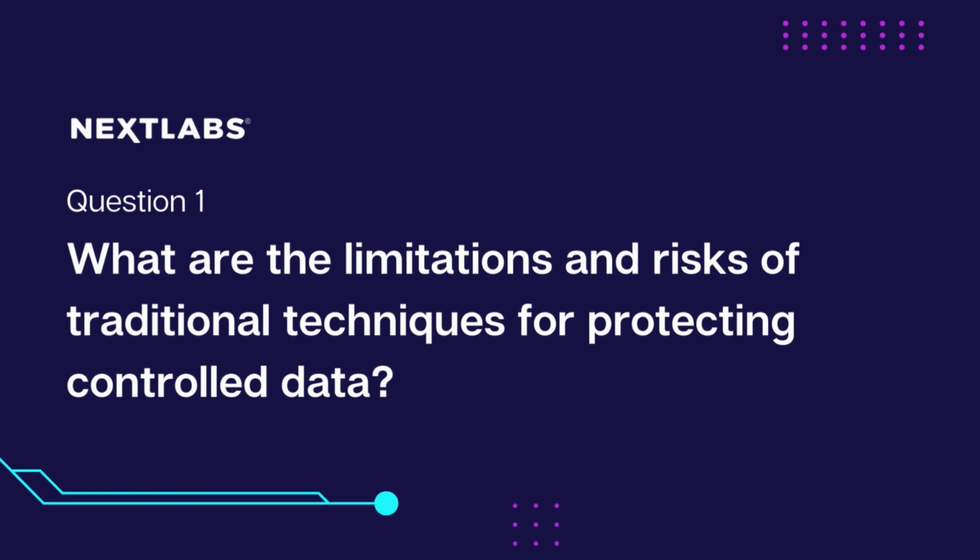Question 1. What are the limitations and risks of traditional techniques for protecting controlled data? Traditional perimeter security is all about trying to establish a wall around the infrastructure. For example, firewalls and other security devices like IDS and SIEM systems are put in place to limit who and what can get into and out of a company's systems and infrastructure. Once the perimeter is breached, an attacker can do as they wish.